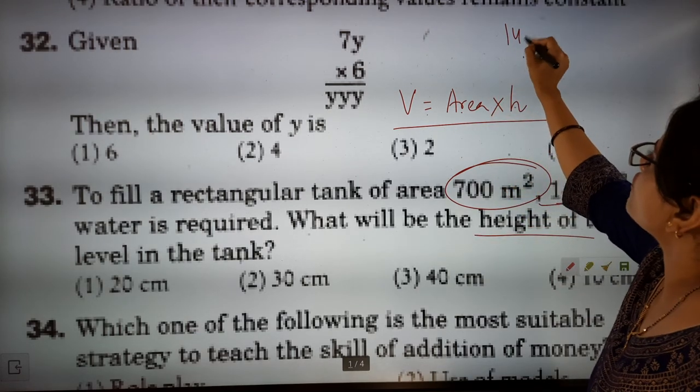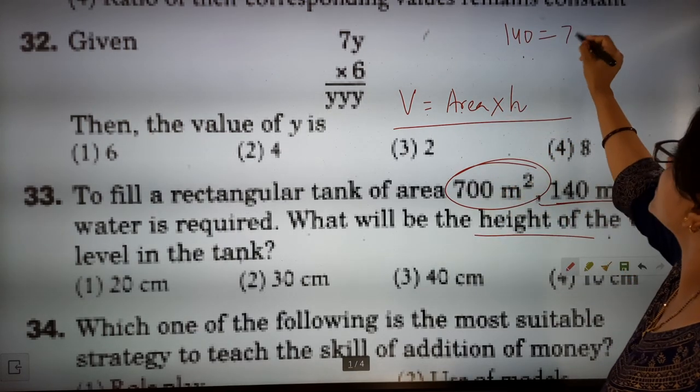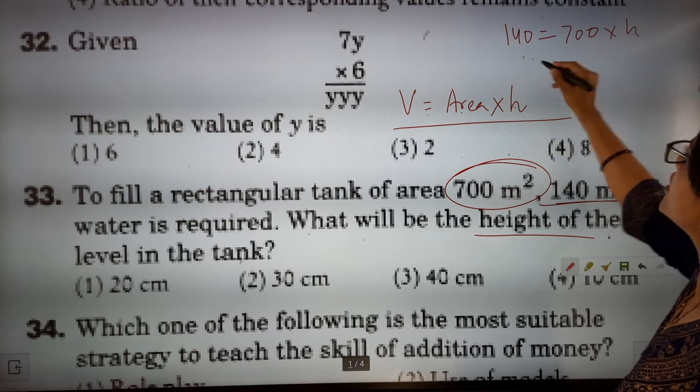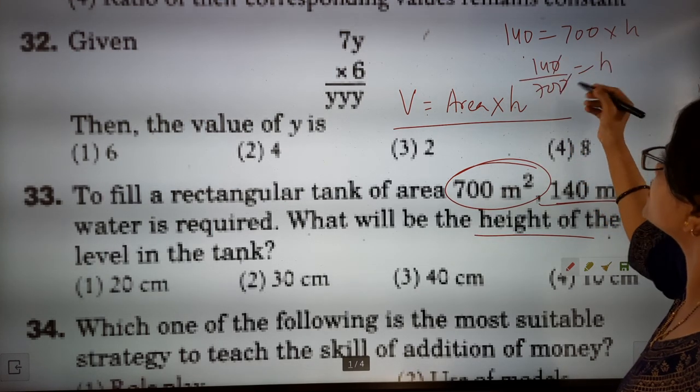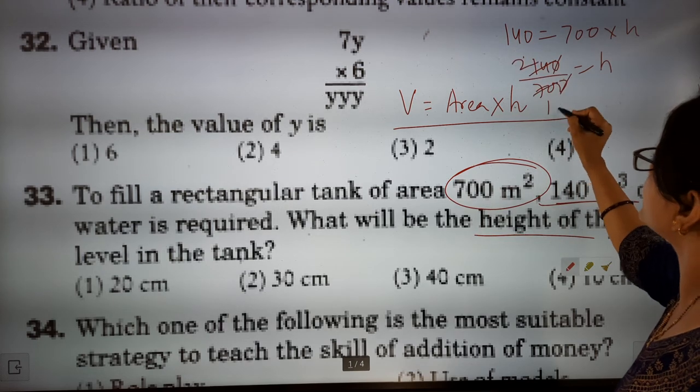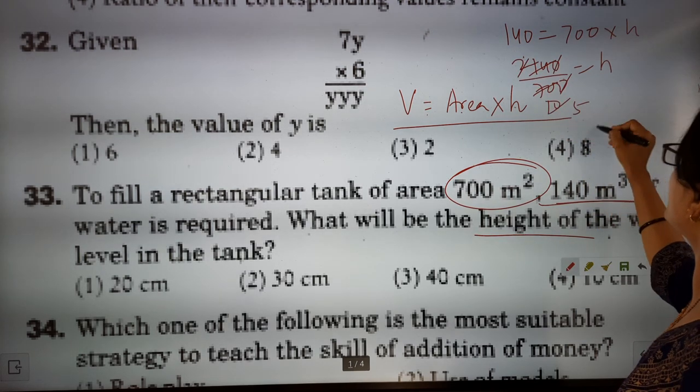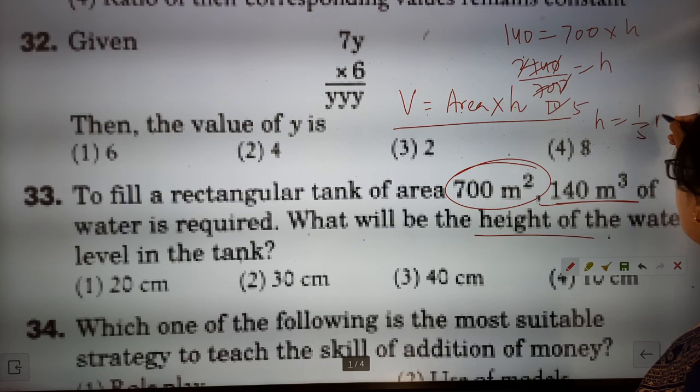So volume is 140, equal to surface area, given as 700, into height. So 140 by 700 equal to height. This cancels, then 7 2s are 14, 10. So it is coming 1 by 5. So height is coming as 1 by 5 meter.